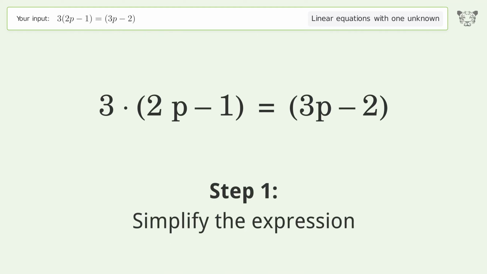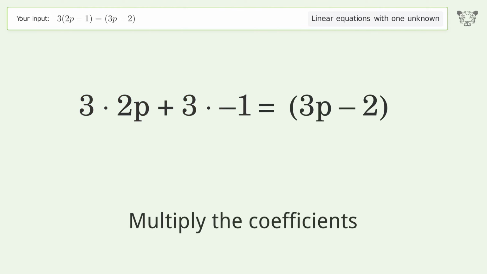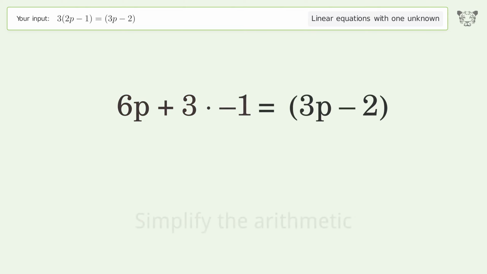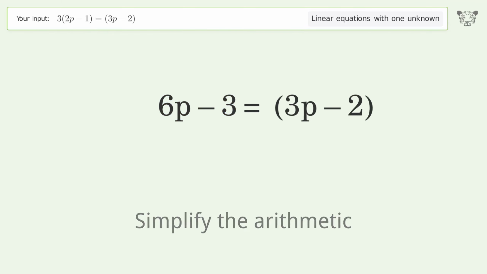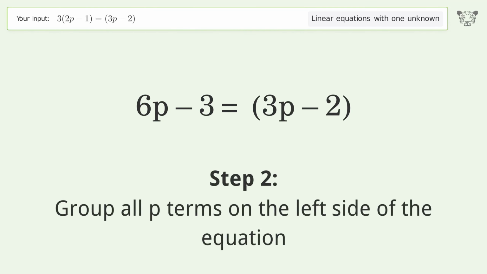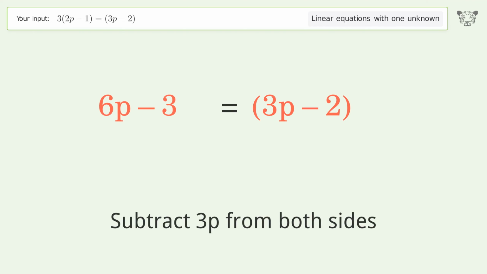Simplify the expression. Expand the parentheses. Multiply the coefficients. Simplify the arithmetic. Group all p terms on the left side of the equation. Subtract 3p from both sides.